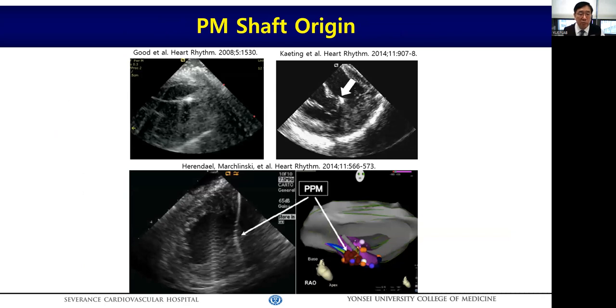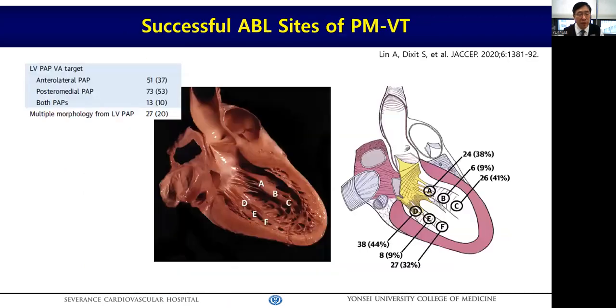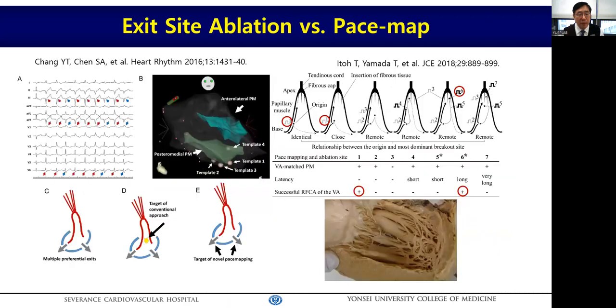There were many reports regarding the PAP VT originating from the papillary muscle tip or shaft, and that's why ICE monitoring is essential during PAP ventricular tachycardia ablation. In this Lin and Dixit report, over 60% of the successful ablation sites were the tip or shaft of the PAP. And you can appreciate the papillary muscle morphology is not that simple in this human heart specimen.